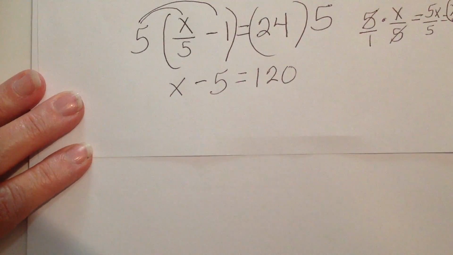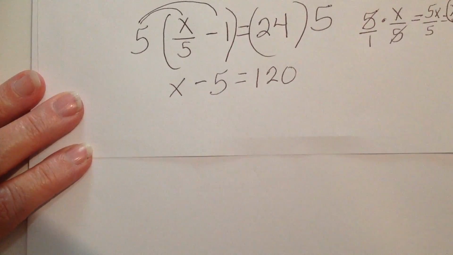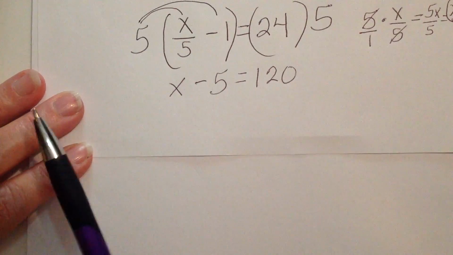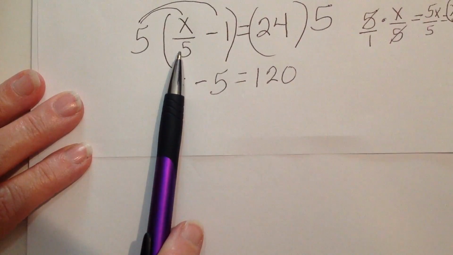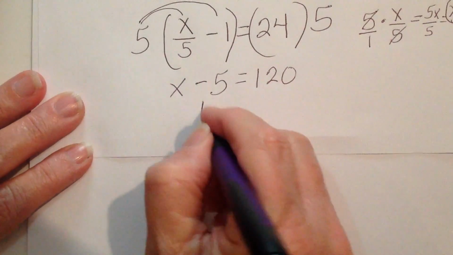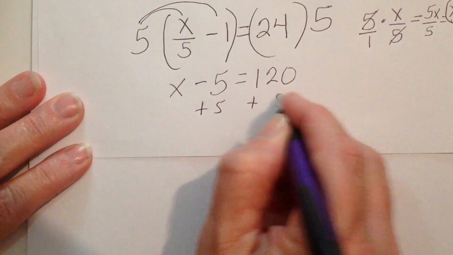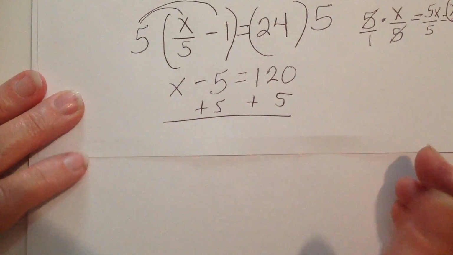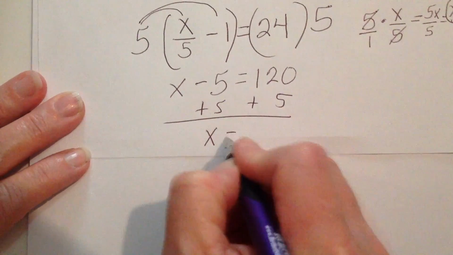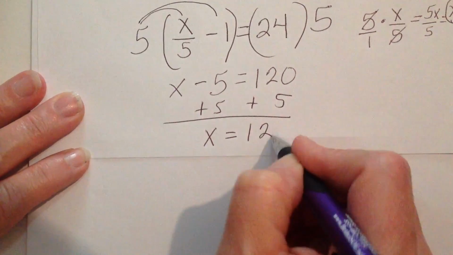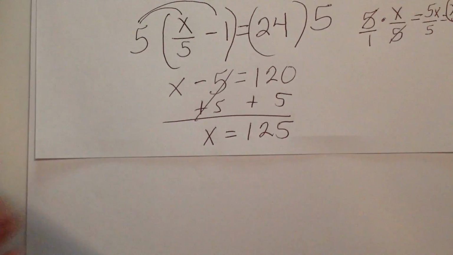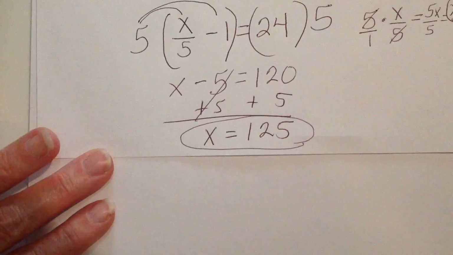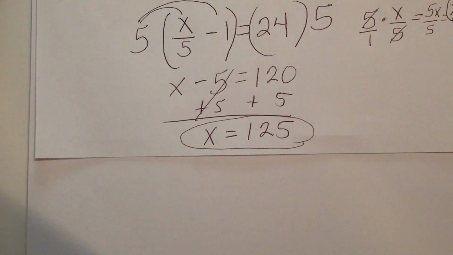So see, by distributing 5 times the left side and multiplying the right side also by 5, the fraction is now gone. So that's another method of solving an equation that contains a fraction, which is to multiply both sides by the denominator of the fraction. Next, we can add 5 to both sides. When you add 5 to both sides, you end up with x equals 125, because the 5's cancel on the left side. So your final answer to that problem is x equals 125.